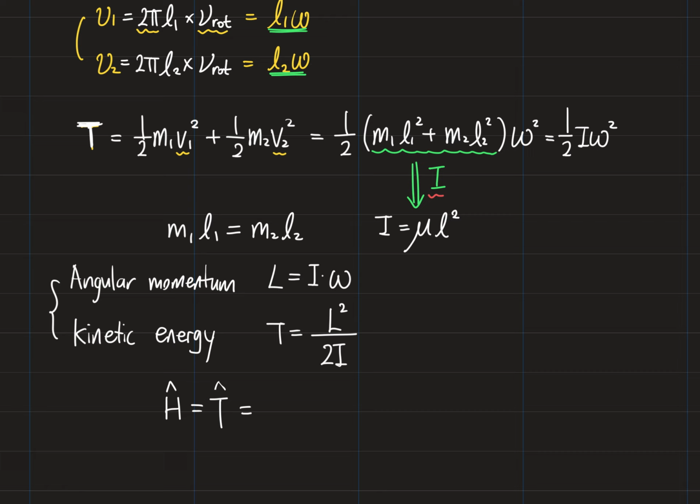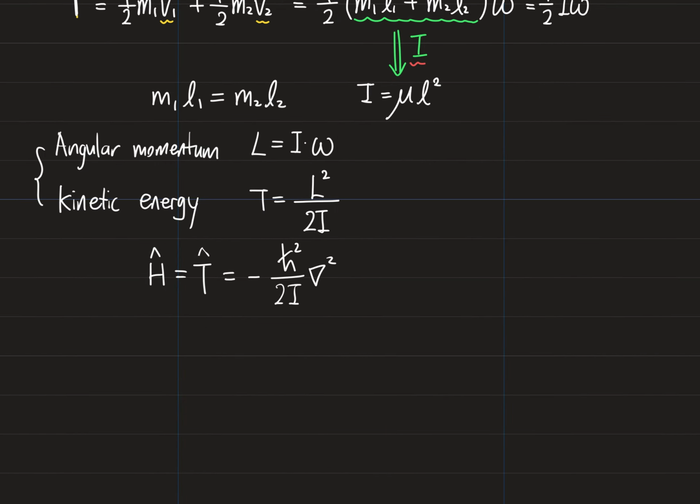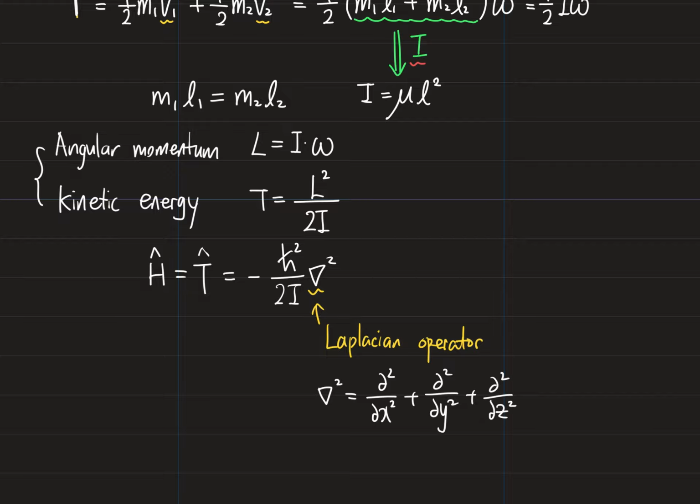So based on the definition of the kinetic energy operator, here we introduce the Laplacian operator. This simply takes the second derivative with respect to the x, y, and z directions. So in the Cartesian coordinate, the Laplacian operator is given like this.